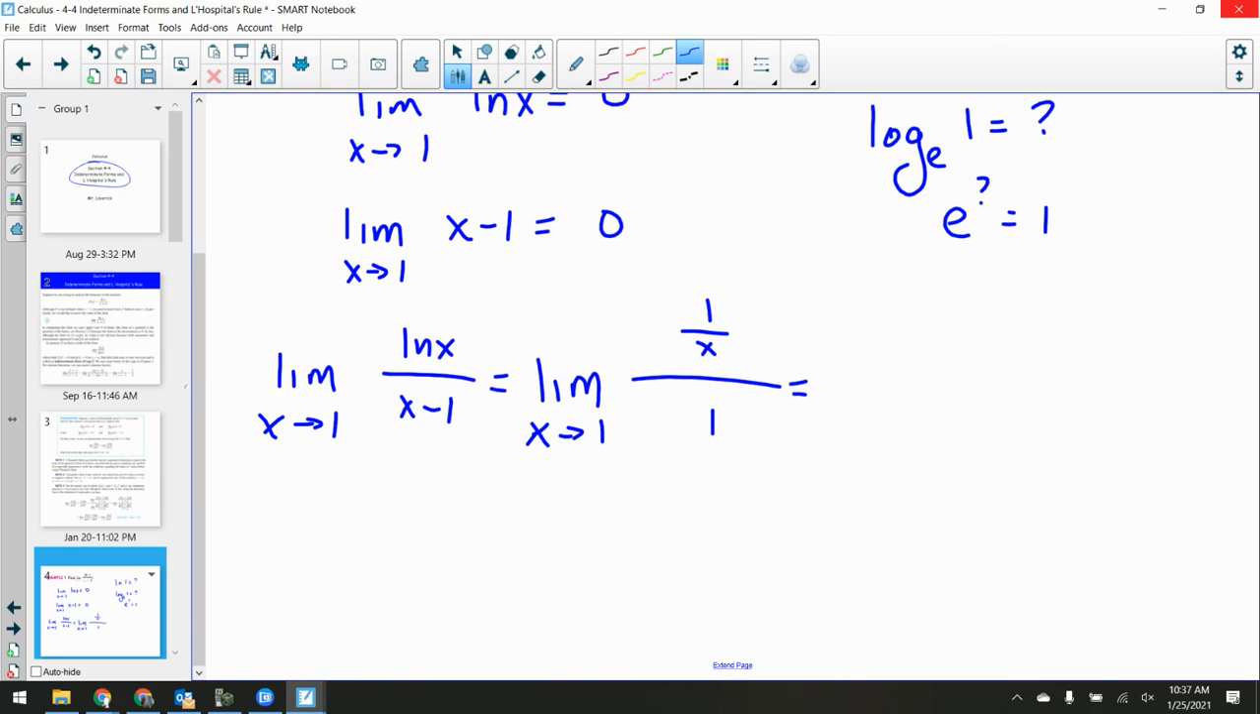So that's like saying the limit as x approaches 1 of 1 over x, and that we can directly substitute. 1 over 1 is 1. See, it simplifies it a great deal when you can find the derivative. You find the derivative and it's a lot easier to compute.